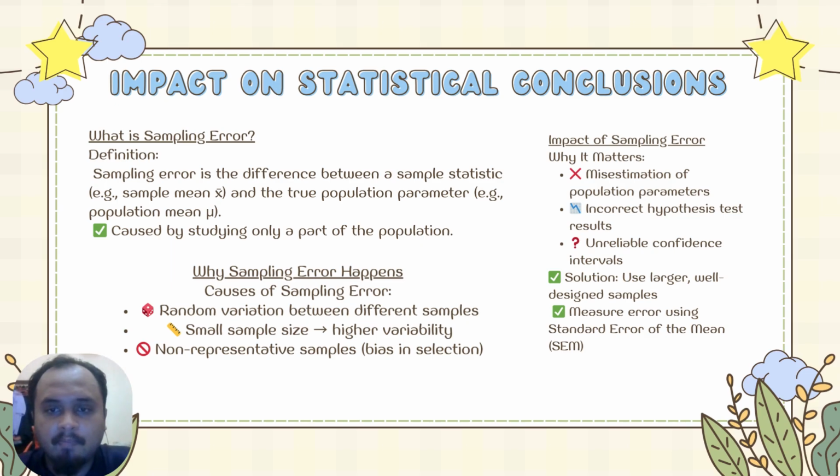Okay, next is the impact of sampling error. Why does it matter? Number one, misestimation of the population parameter. Number two, incorrect hypothesis test results. And number three, unreliable confidence intervals. The solution is, number one, use larger, well-designed samples. And number two, measure error using the standard error of the mean.